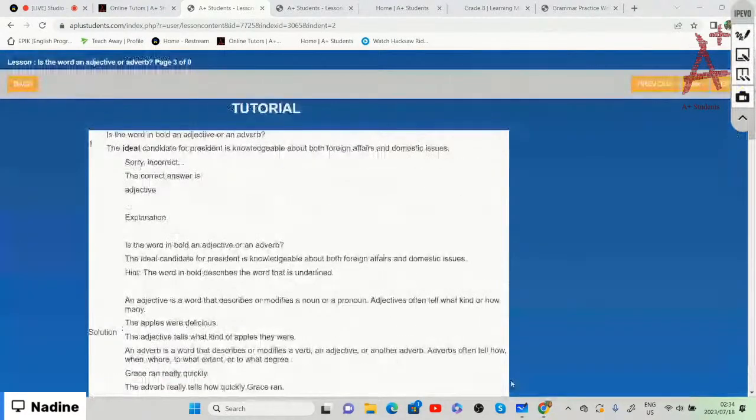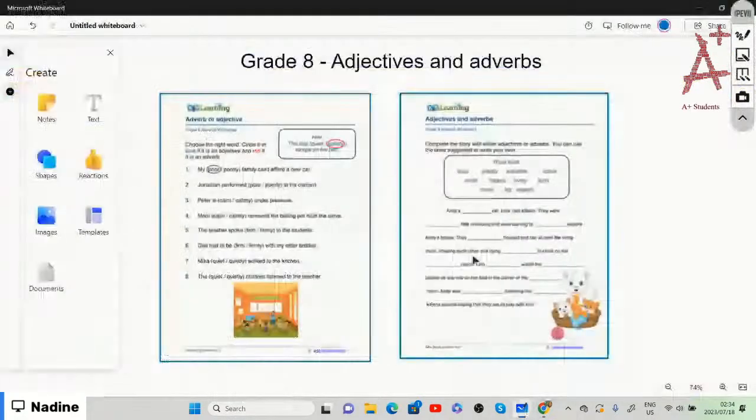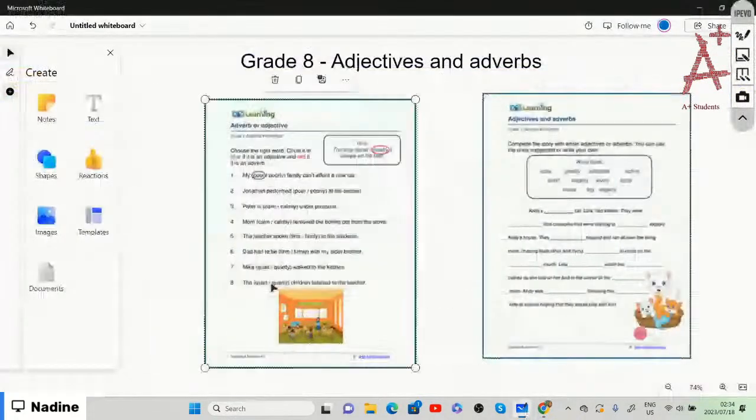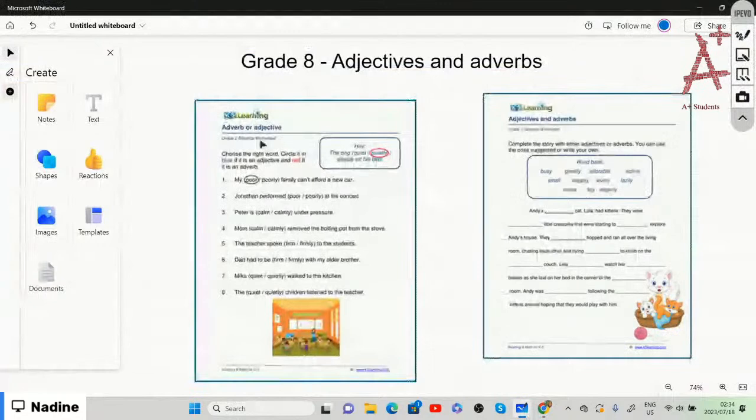All right, so before we go to the test, let us quickly do an activity. We're not going to do all of the eight in the one. We are going to circle, right? It says choose the right word, circle it in blue if it is an adjective and red if it is an adverb, right? So the first one is done for us. It is circled in blue, which indicates it is an adjective. My poor family can't afford a new car. So poor is an adjective, which describes the family.